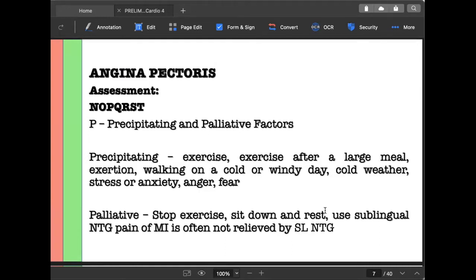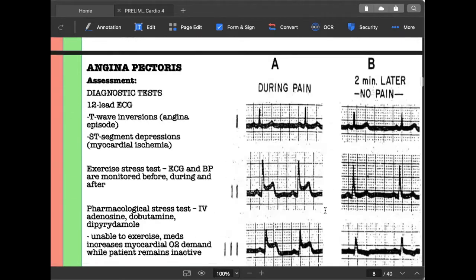Now, if we say palliative, what are the remedies, the medicines, or the things that they must do in order to lessen the discomfort or the pain? They can stop the exercise. They need to sit down and take some rest, use sublingual nitroglycerin, because here it says that pain of the MI is often not relieved by sublingual nitroglycerin. Now let's move on here.